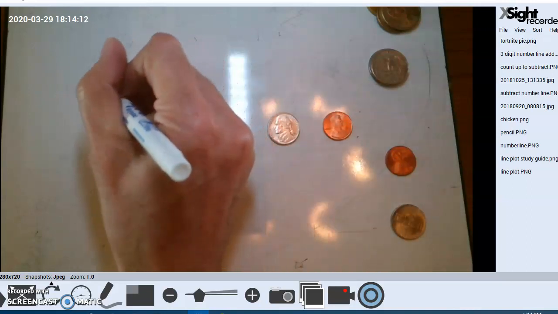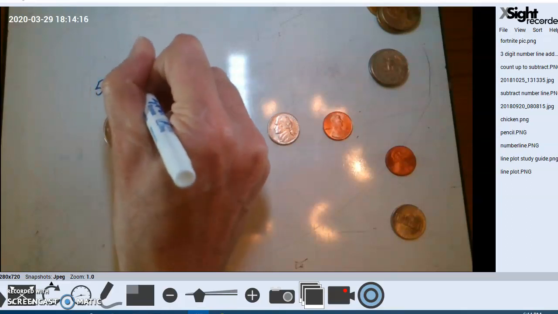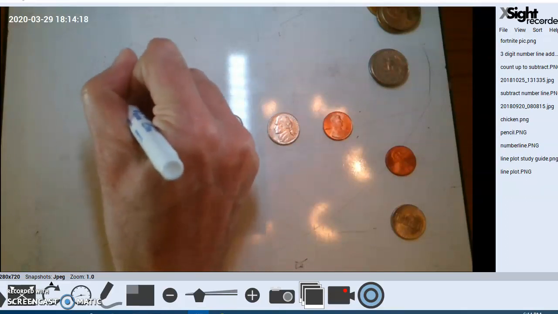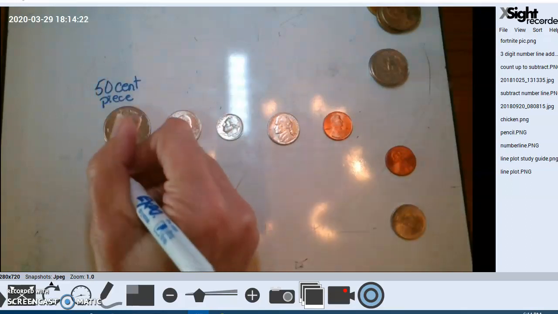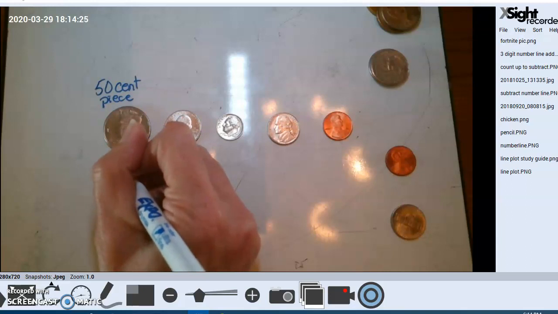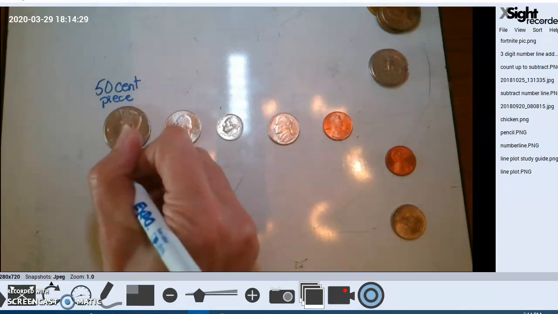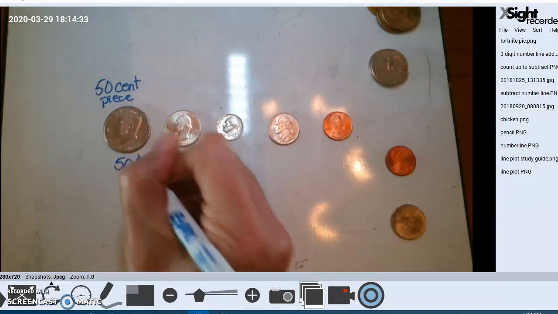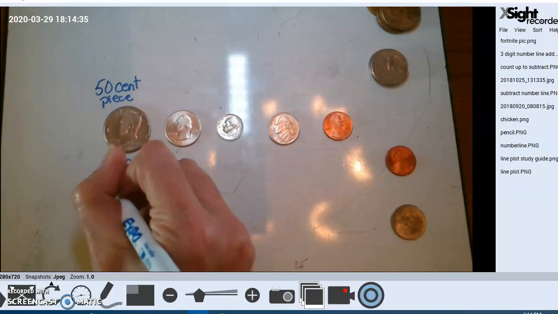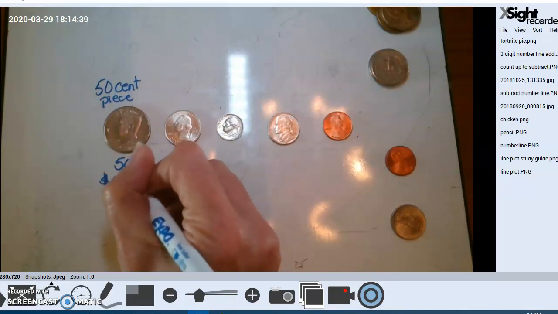So this is called a 50-cent piece, and it's worth 50 cents. Not too hard to remember that one. It's the largest of the coins, so I'm going to write 50 cents. I can write it 50 and then have a cent symbol, or I can write $, 0, decimal, 50.